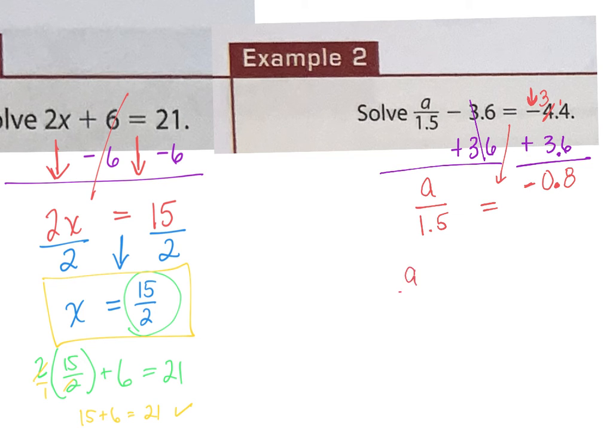So I now have a over 1.5 equals negative 0.8, all right? What is happening here between the a and the 1.5? Division. So what do I need to do here? I need to multiply. So I am going to multiply both sides here by 1.5, all right? On the left-hand side, 1.5 over 1 times something over 1.5, those are just going to cancel, all right? So you just have an A there.